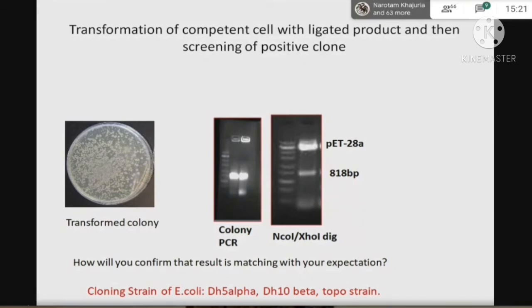These genetically engineered strains are DH5 alpha, DH10 beta, and TOP10 strains, and different strains are available for cloning. We cannot use a normal wild type strain of E. coli for cloning.